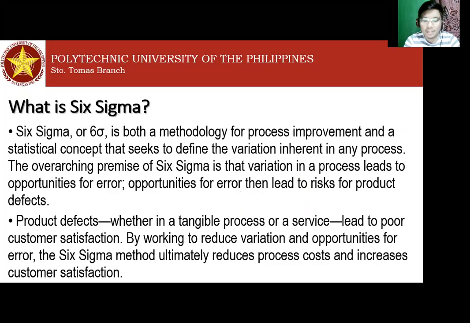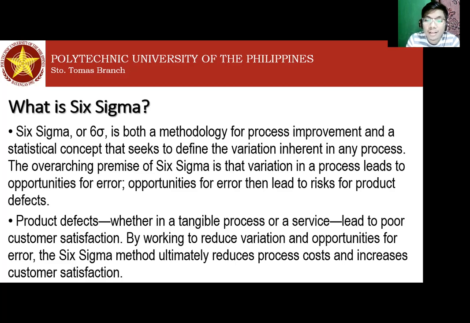So what is Six Sigma? Six Sigma is both a methodology for process improvement and a statistical concept that seeks to define the variation inherent in any process. The overreaching premise of Six Sigma is that the variation in a process leads to opportunities for error. Opportunities for error then lead to risk for product defects. So in our production, if the opportunities for error in our processes and products are high, it can lead to customer claims, where the defects and errors we have reach the customer.